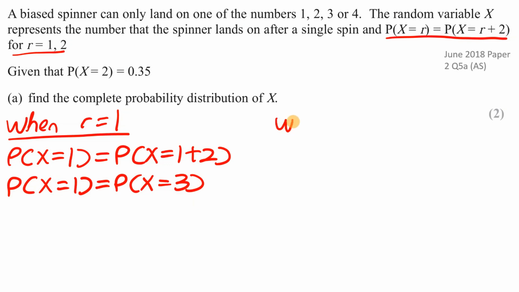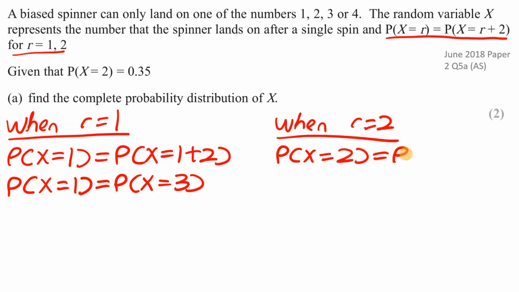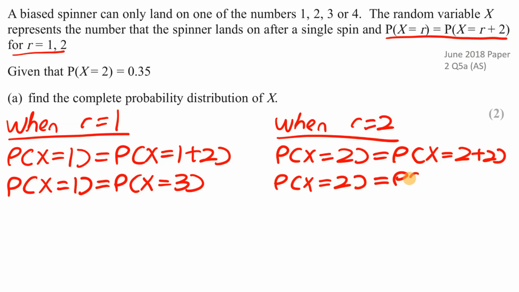Okay, now if we consider when r is equal to 2, so this is going to be the probability that X is equal to r, so X is equal to 2, is equal to the probability that X is equal to r plus 2, so this is going to be 2 plus 2. So this is going to be the probability that X is equal to 2 is equal to the probability that X is equal to 2 plus 2, which is 4. So the probability of X is equal to 2 is equal to the probability that X is equal to 4. So what this is saying is the probability of the spinner landing on 2 is the same as the probability of landing on 4.